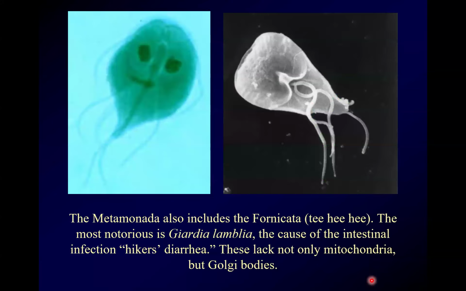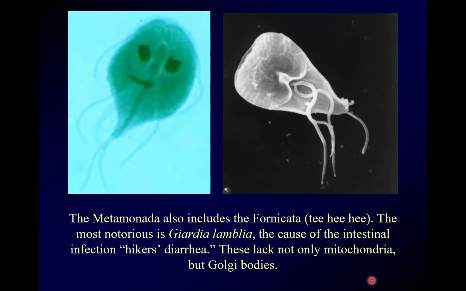Right. A group called the Fornicata includes Giardia. Giardia is extremely small, but Giardia can grow in huge numbers and attach to the cells of your intestinal lining. And when it does that, it blocks your ability to absorb things through your large intestine, like water and fat. And the result of Giardia infection is a rather miserable condition called hiker's diarrhea.